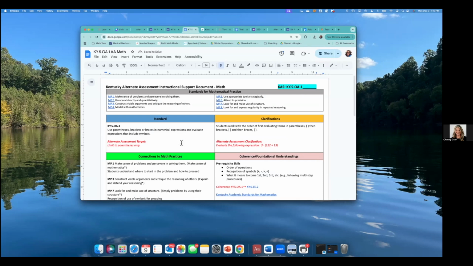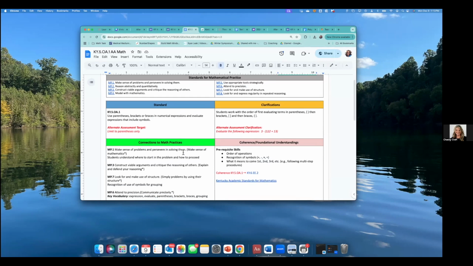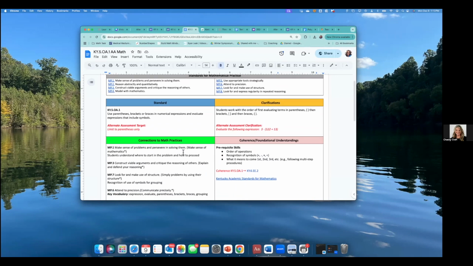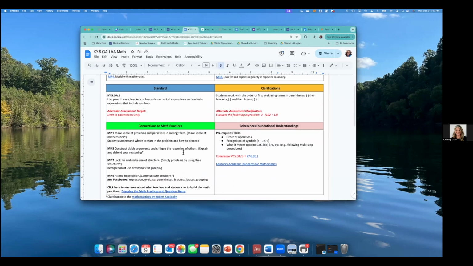I worked on this document with our task group, and our Kentucky State task group for mathematics worked on these, and we wanted them to look very similar to the standards. So we talked about what is it limited to? Limited to parentheses only for this one. And then, what do I need for clarification? That's one of the things we didn't have many years ago. And let me tell you, this clarification is amazing.